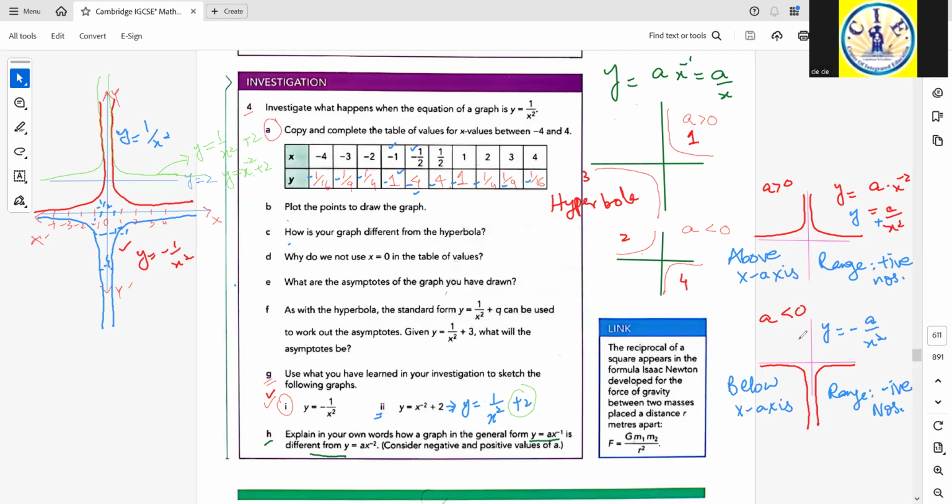So this is how we compare these two graphs, and this is how both the graphs are different from one another. So I hope it would be clear now. So that's it for exercise 18.4.